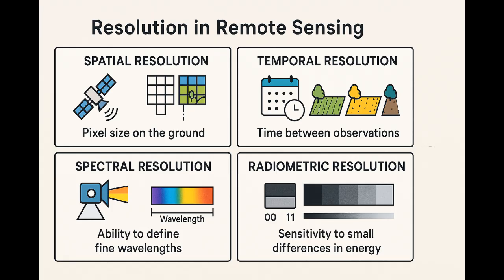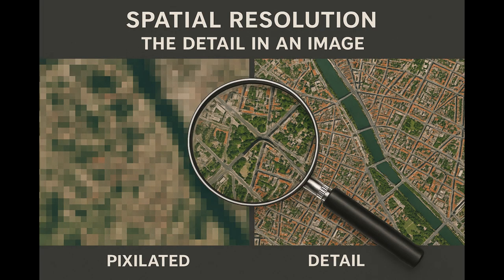In remote sensing, the word resolution doesn't mean just sharpness. It refers to how much detail you can capture and interpret from a satellite image. There are four main types of resolution, and each tells you something different about the sensor and its capabilities. Spatial resolution is about the size of each pixel on the ground. A 10-meter resolution image means each pixel represents a 10 by 10 meter area. Higher spatial resolution equals finer details and lower resolution means a more generalized view.